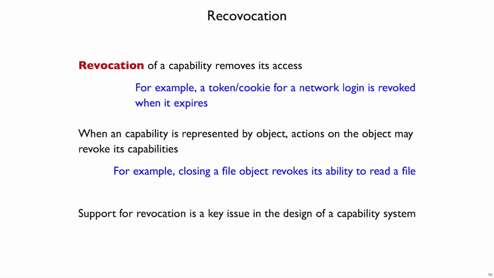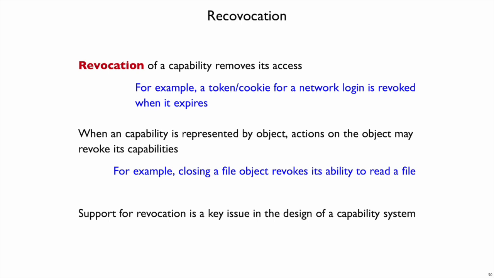Once you hand out a capability, what happens if you need to take that capability back? That's called revocation, and revocation is always an important consideration in the design of a capability system. For example, when you log into a website and have a cookie, those cookies saved in the browser generally have an expiration date on them. At the point where the cookie expires, then effectively the capabilities that that cookie granted have been revoked.